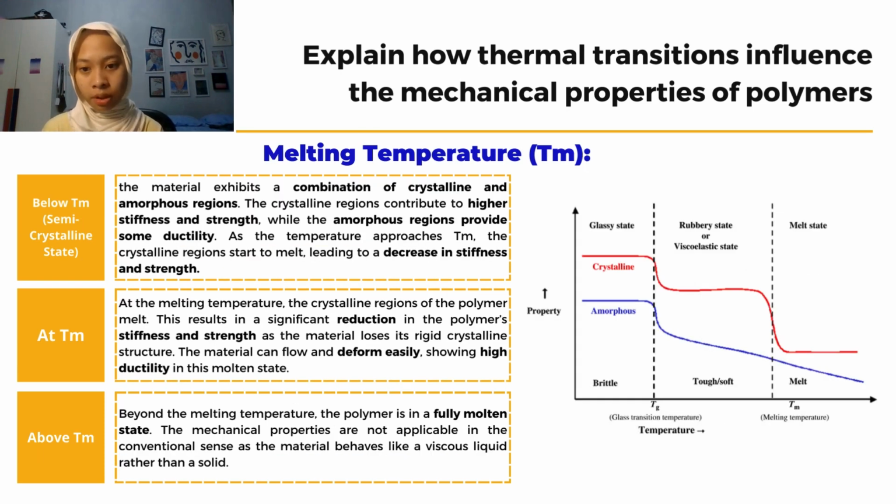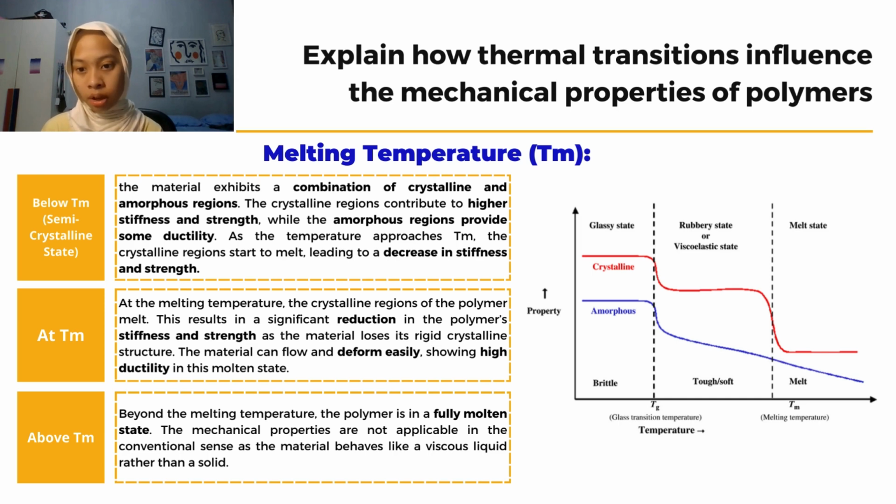And for the melting temperature, below Tm, in the semicrystalline state, the material exhibits a combination of crystalline and amorphous regions. The crystallized regions contribute higher stiffness and strength, while the amorphous regions provide some ductility. As the temperature approaches Tm, the crystalline regions start to melt, leading to a decrease in stiffness and strength.